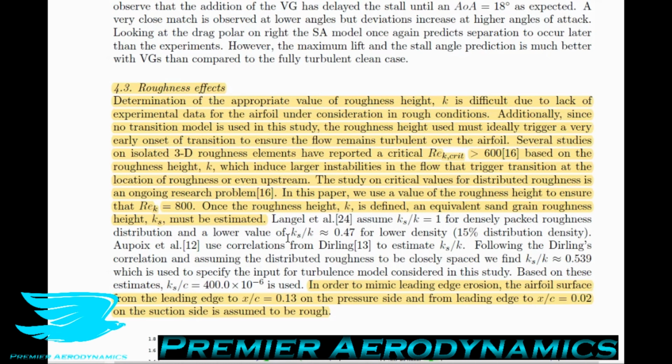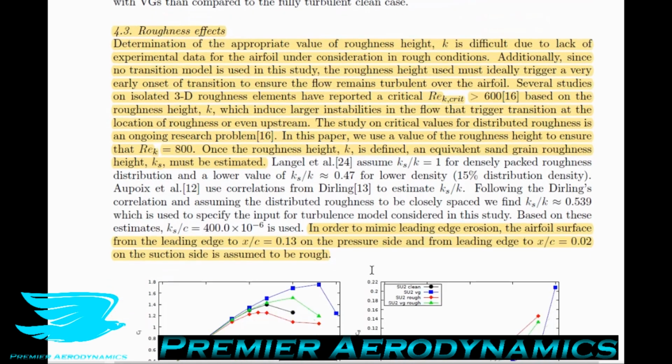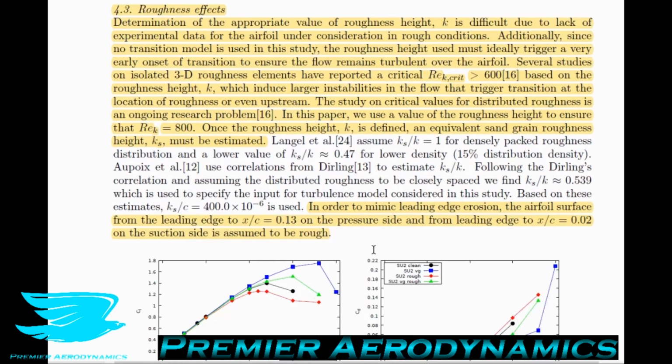Once the roughness height K is defined, an equivalent sand grain roughness height, Ks, must be estimated. In order to mimic leading edge erosion, the airfoil surface from the leading edge to 13% on the pressure side, and from the leading edge to 2% on the suction side, is assumed to be rough.